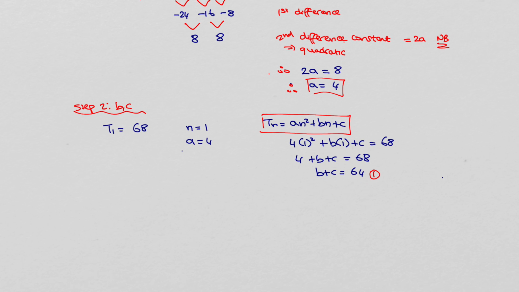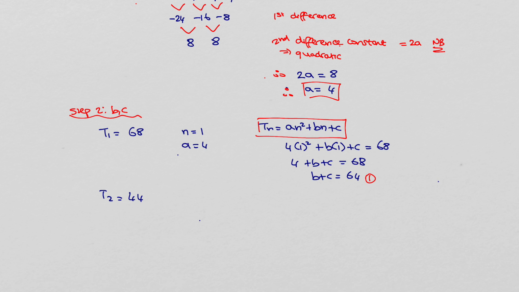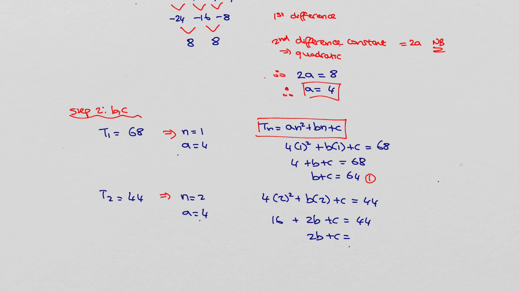The second term in the equation there was 44. So then that is telling me that when n is 2 and a is 4, what will the general term look like? Well, it's going to be a times n squared, plus b times n, plus c is equal to 44. So we've 2 squared is 4 times 4 is 16, plus 2b plus c equals 44. Therefore 2b plus c is equal to 44 minus 16, 28. So that's going to be equation 2.